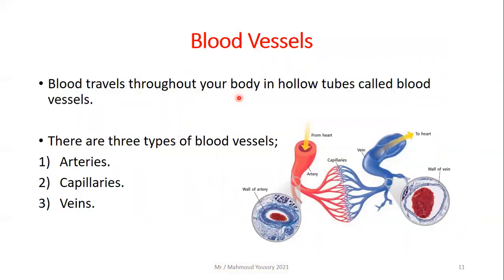Blood vessels travel throughout your body in hollow tubes. The blood travels throughout your body in hollow tubes. They are called blood vessels. So these are hollow tubes that are empty inside in order to carry the blood. There are three types of blood vessels, which are arteries, capillaries, and veins, as you can see in this picture. The arteries, this is from the heart. And these are the capillaries, the very, very small, tiny blood vessels. Then they are collected in veins back to the heart.